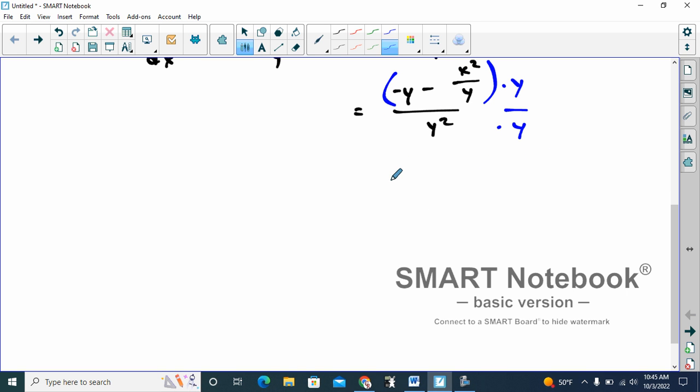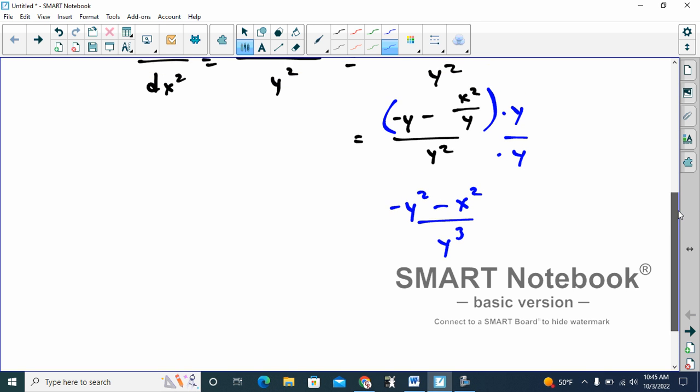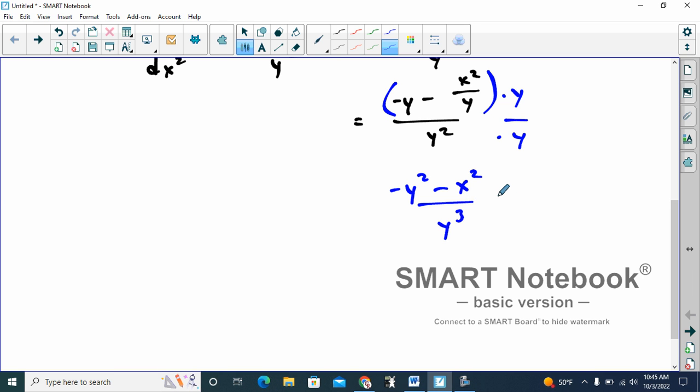So we get negative y squared. Y divided by y cancels there. So I just get minus x squared over y cubed. And that is a great answer. That is certainly an acceptable answer. But on this particular problem, if you check your answer in the back, it's not going to say that because we can actually simplify a little more here.